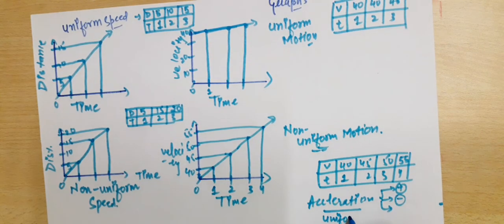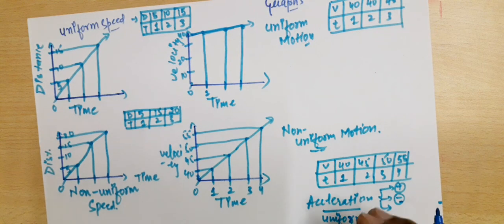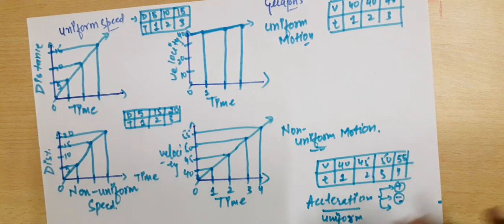Now a very important point to note is that here velocity is constantly increasing with respect to time. There could be two other cases: when the velocity is not increasing with respect to time, or when the velocity is decreasing. When the velocity is decreasing, it will be the negative case, and when the velocity is not increasing uniformly, then that is a non-uniform motion with non-uniform acceleration.